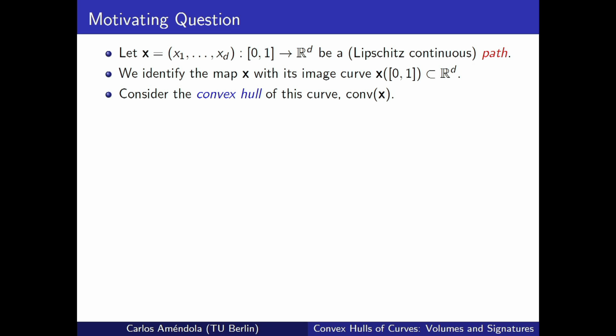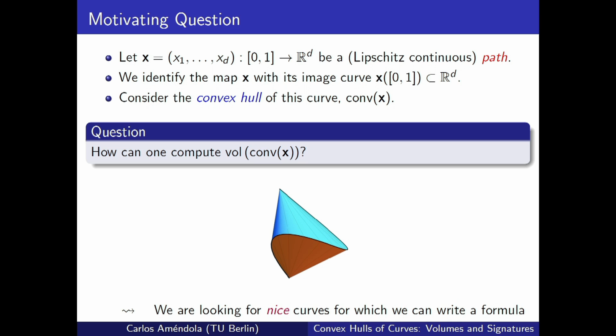The motivating question is, we have a path. A path, you can think of it as some continuous function that goes from [0,1] to R^d, right? So it's some curve that lives in R^d. This map is a curve, which I call X. And we're going to look at the convex hull of this curve, so maybe it looks something like that. You take the curve, and then you take the convex hull.